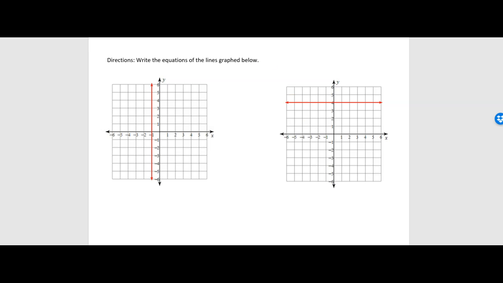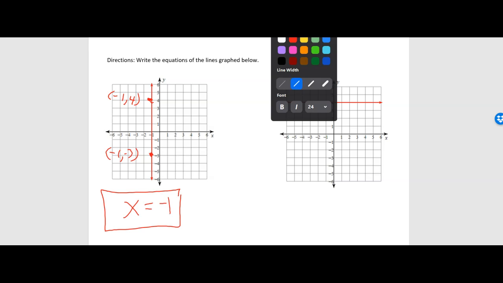Okay, so hopefully we didn't guess. If we, again, were unsure, we either looked back up at our notes, or even better, we chose 2 points to see which coordinates were staying the same. So here's a point that's negative 1 comma 4. Now again, 1 point doesn't tell us anything. We need 2 points to see which coordinates stay the same. And I get negative 1 comma negative 3 down here. So the x values are the ones that are staying the same. The x values are negative 1, so the equation of this line is x is equal to negative 1.